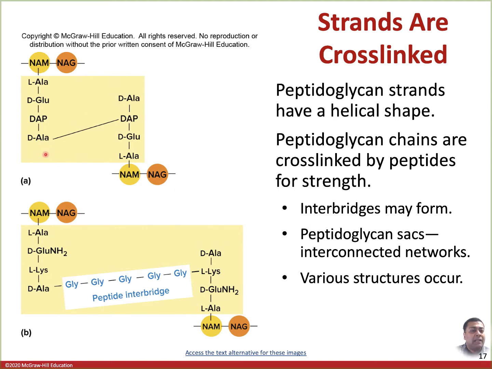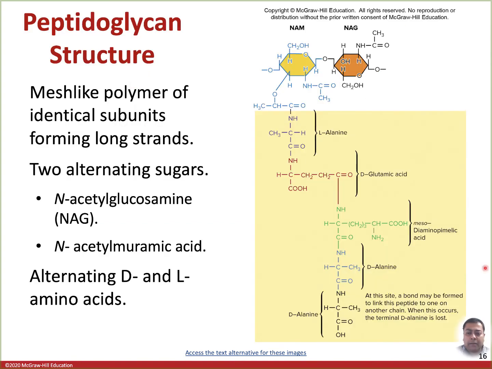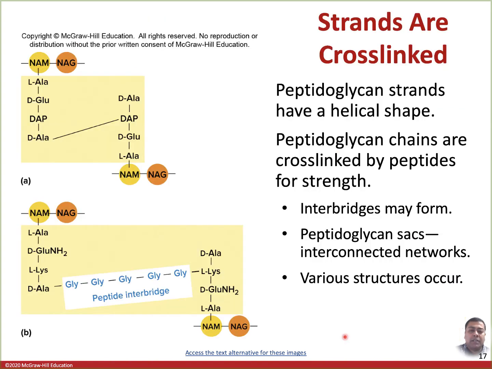Then the extra D-alanine takes part in the reaction and goes out. If you remember, right here you have two D-alanines. At this side, a bond may be formed to link this peptide to another chain. When this occurs, the terminal D-alanine is lost. That's why you do not see that terminal D-alanine here. This structure is more common in Gram-positive bacteria like Staphylococcus. And you are seeing that the composition of the stem peptide is a little bit different. As I said before, it may vary a little bit.